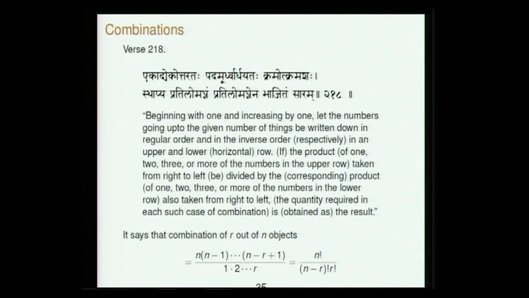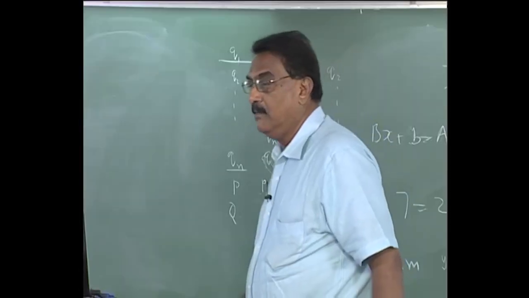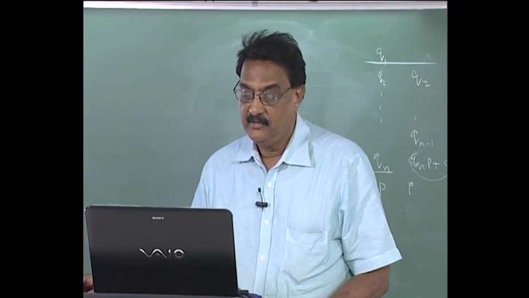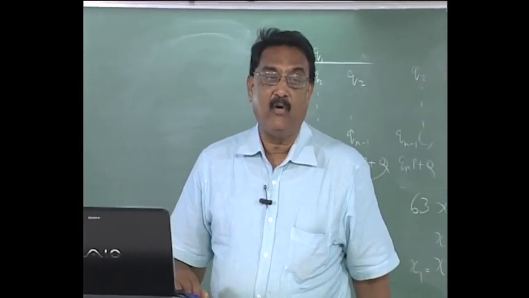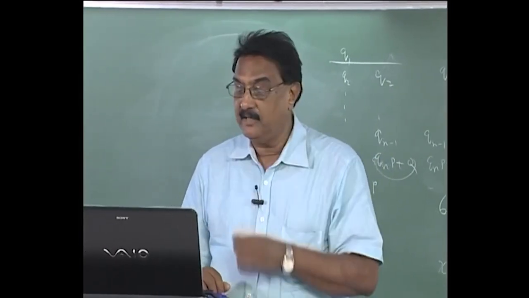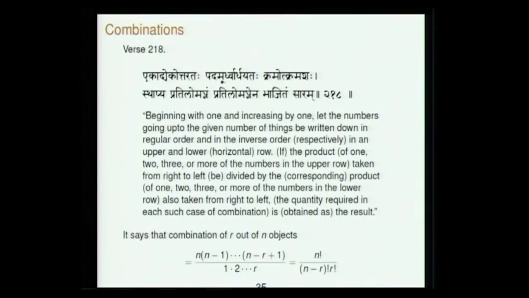So, now comes a very important verse in Mahavira's Ganitasarasangraha. He now gives the expression for the combination of r out of n objects. If n objects are there, then what is the combination of r out of n objects? Ekadyekottaratah padamurdvardayatah kramot kramashah stapya pratilomagnam pratilomagnena bhajitam saram. So, beginning with 1 and increasing by 1, let the numbers going up to the given number of things be written down in regular order and in the inverse order respectively in the upper and lower horizontal row.